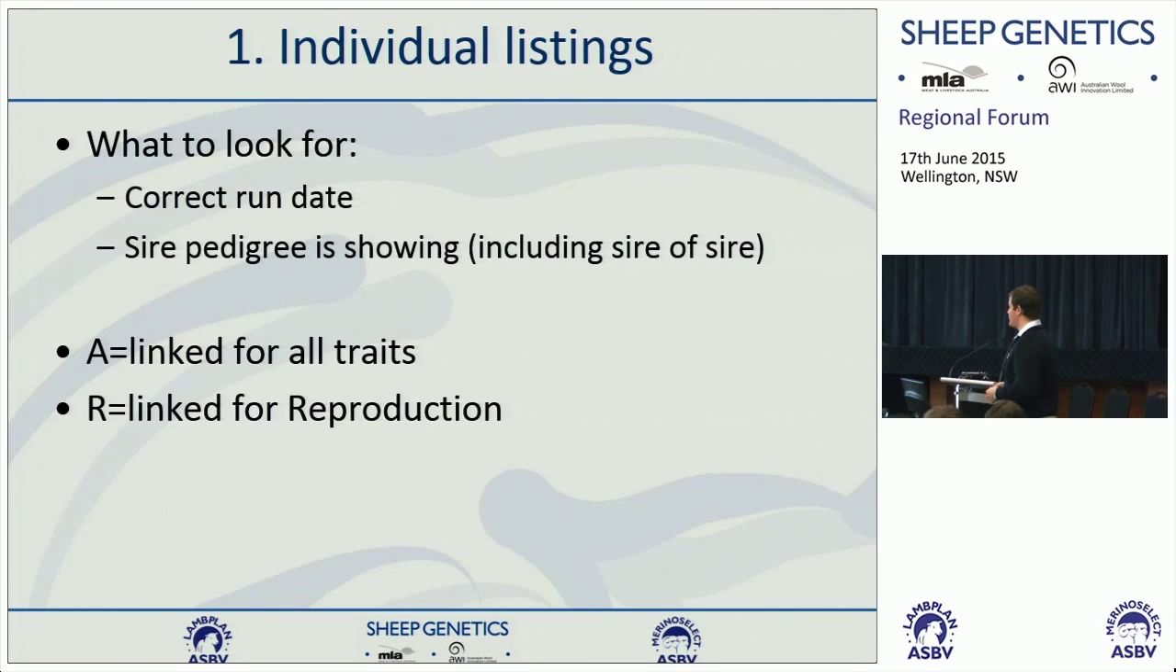So what to look for, you want correct dates on your run. You want to know your sire's been entered correctly and keep an eye out for the A or the R, so if you're linked for all traits. That's gold standard level, so as top as you can be, linked for all traits and linked for reproduction. That may not always happen.